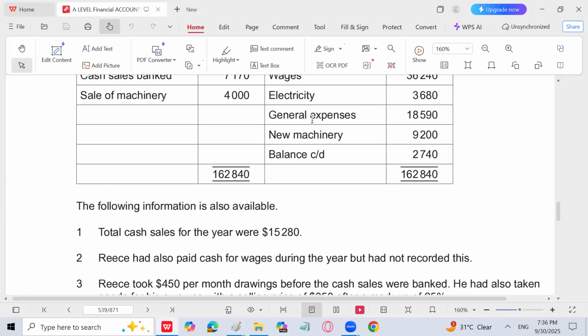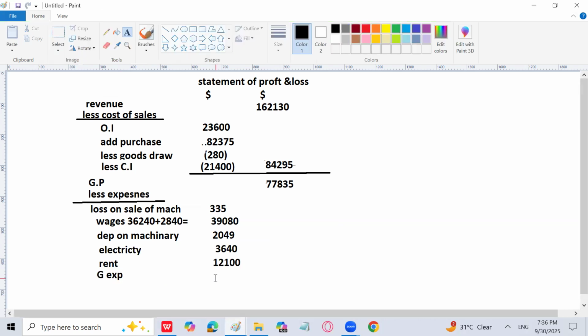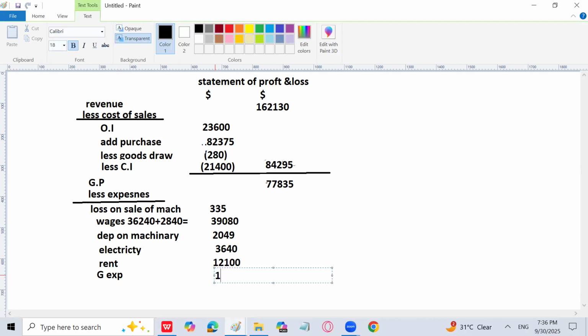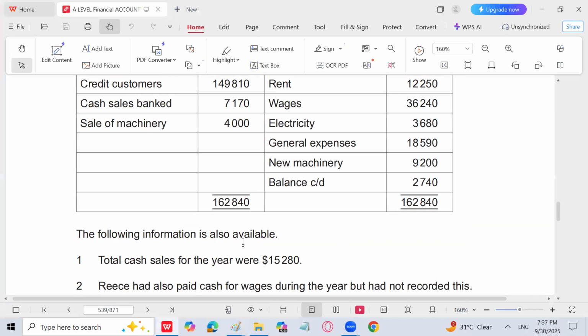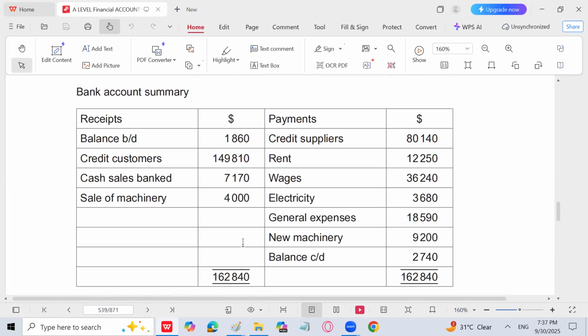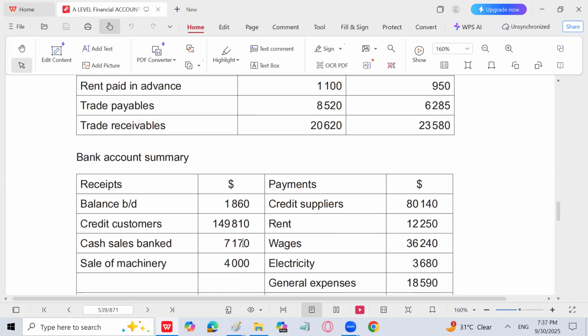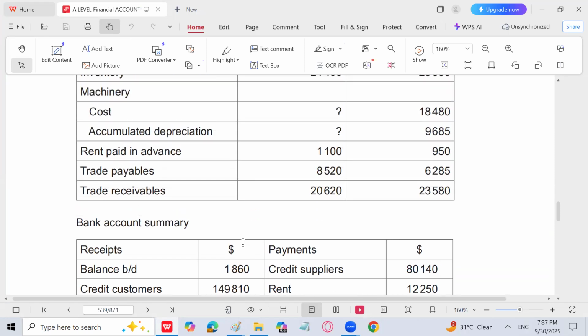Now let's see if there is any other expense. General expenses are given here, 18590. So let me write general expenses 18590. Okay. Now let's move forward. Any other expense which we missed? In incomplete records the data is very much dispersed. You have to find the figures to write it correctly. You should not miss any expense or any income.